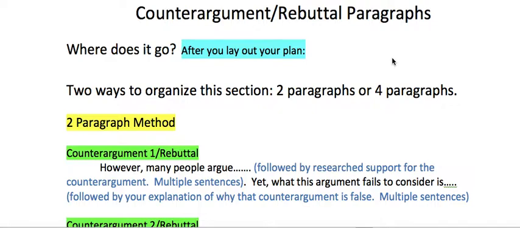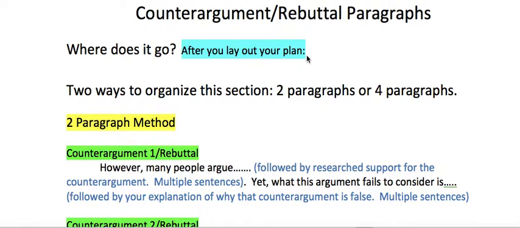I just wanted to go over the counterargument and rebuttal paragraphs a little bit with you to give you a boost in what you're working on today in class. So remember that your counterargument and rebuttal goes after you lay out your plan. You have your introduction that talks about the definition of the issue. Then you lay out your plan to solve the issue. Now you need to look at some different perspectives.